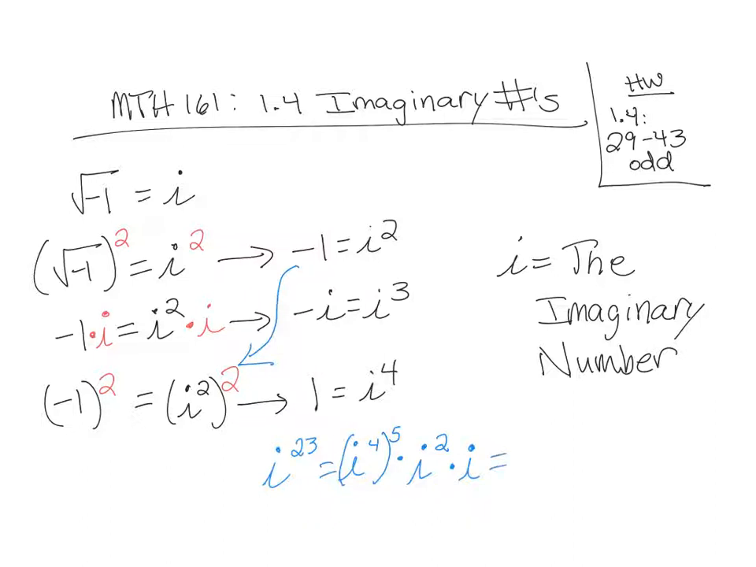i to the fourth is just 1. Raise that to the 5th power. 1 to the 5th is 1. i squared is -1. And i is just i. And you see that i to the 25th just equals -i. You will never have i to a power in any answer. It's either +i, -i, or plus or minus 1.